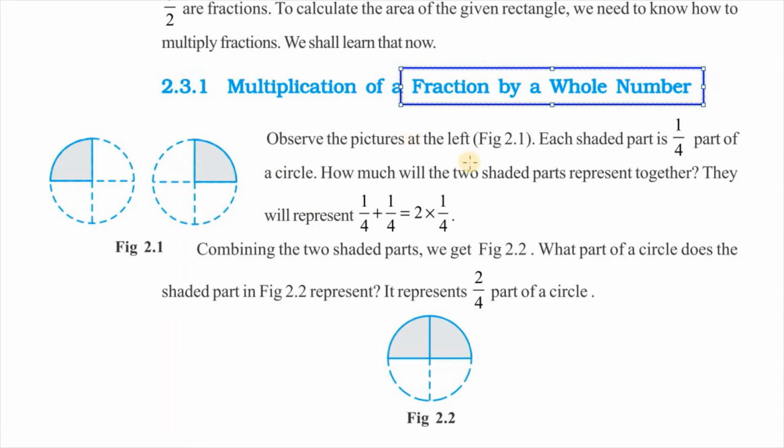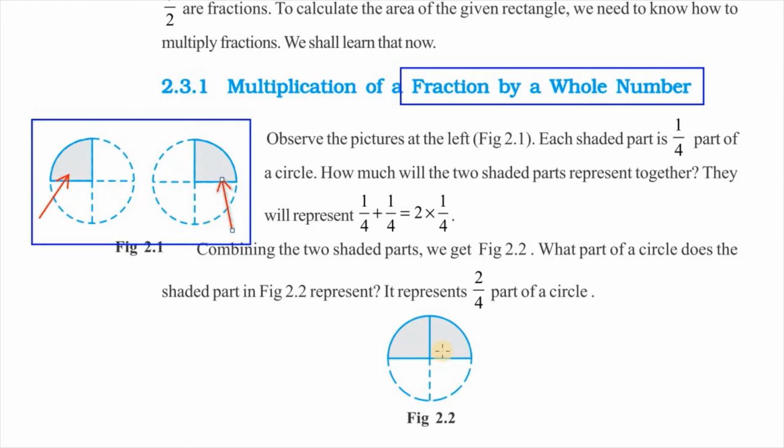Observe the pictures at the left. Figure 2.1. So here is figure 2.1. Each shaded part is 1/4 part of a circle. As you can see clearly, each of these circles has 1, 2, 3, 4 parts, and these shaded parts represent 1 out of the 4 parts. How much will 2 shaded parts represent together? So what if you take these 2 circles as 1 unit? In that case, how much would these two represent?